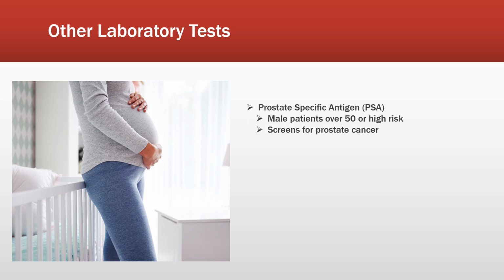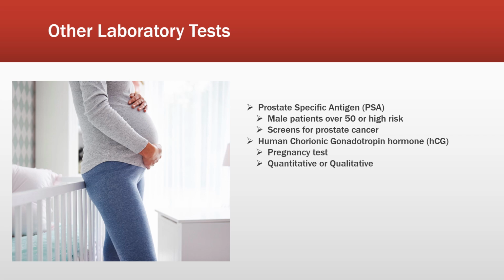Women of childbearing age may require pregnancy tests for human chorionic gonadotropin hormone, or HCG, of which there are two types. A quantitative serum pregnancy test measures the exact amount of HCG in the patient's blood, while qualitative only detects the presence of HCG. Blood serum pregnancy tests are more accurate than urine tests and can detect pregnancy at 7 days from conception.